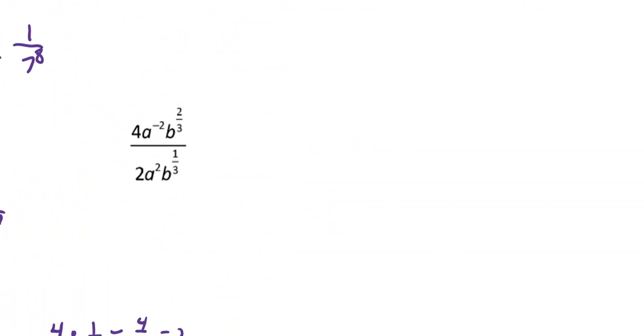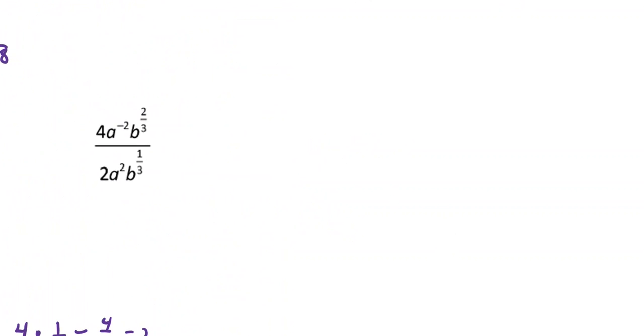All right. Another one. We're almost there, guys. So let's go. Again, just one at a time. So we're going to do numbers, and then the a's, and then the b's. So this first part's easy. You all got this? 4 divided by 2. 2.